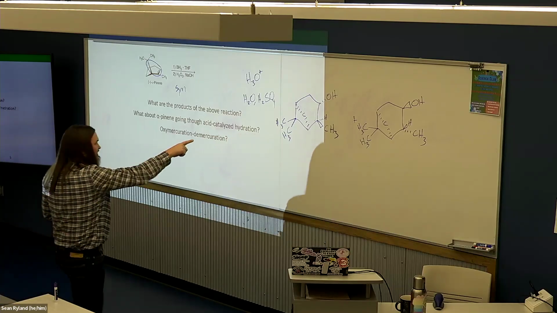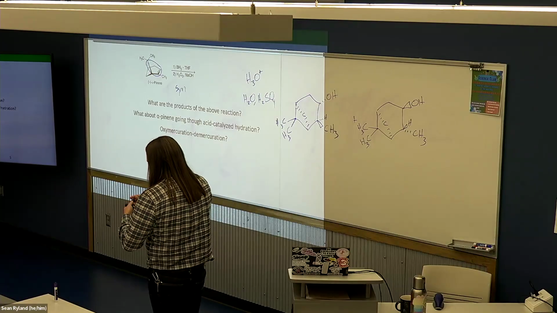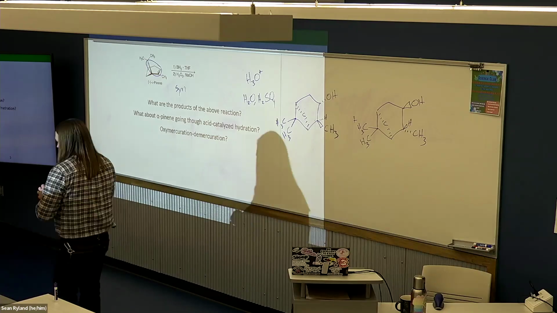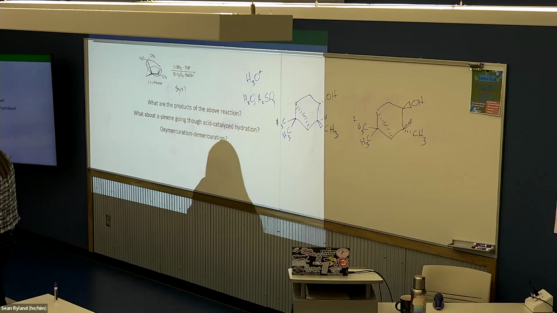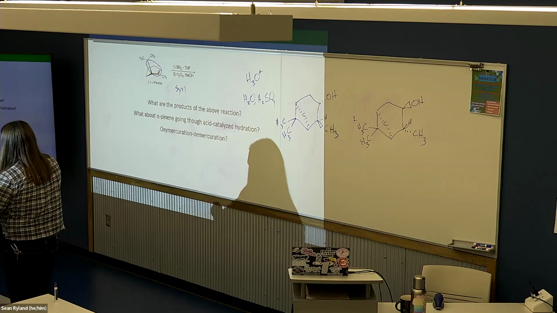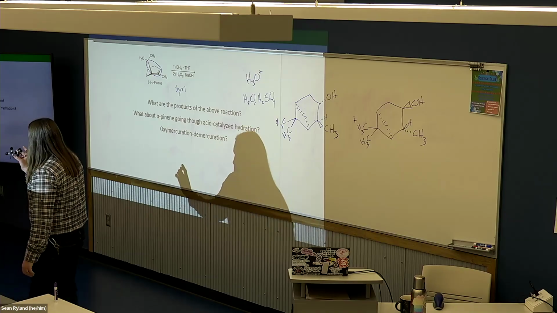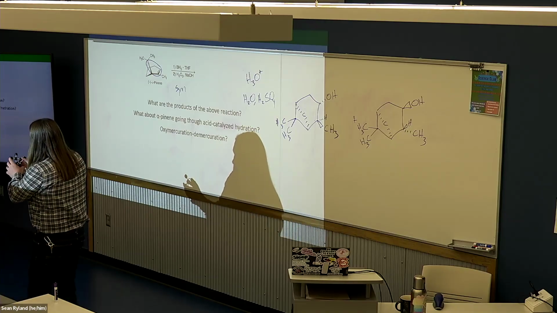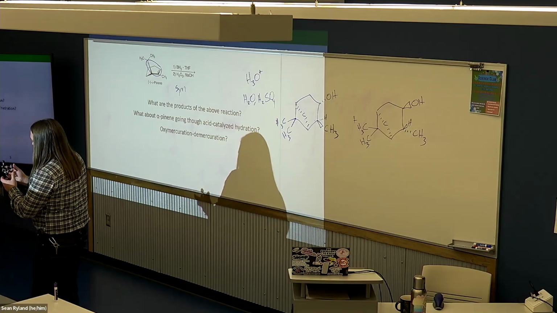Can we say which of these is going to be favored? Are these going to be made in equal amounts? One is having less space. Especially when you consider that there's a pi bond involved that is flat. This part's flat, right? Which means that these pieces over here are all kind of strained, pushing on each other.